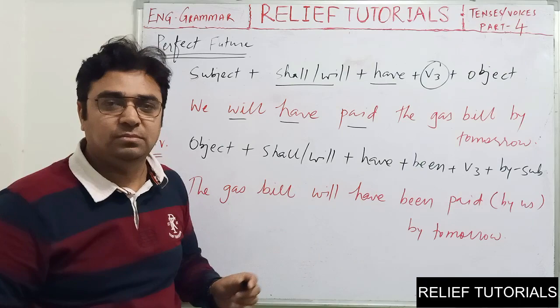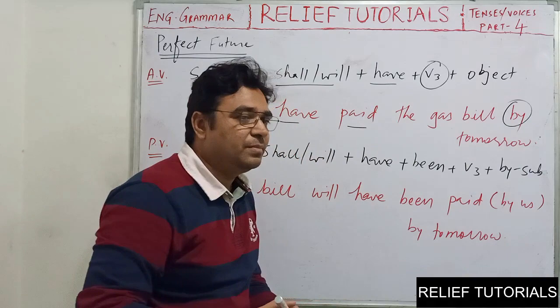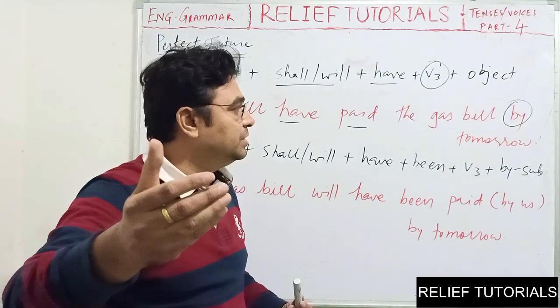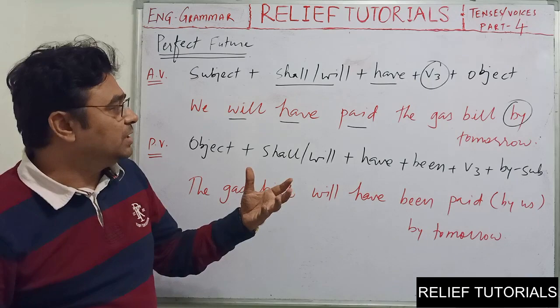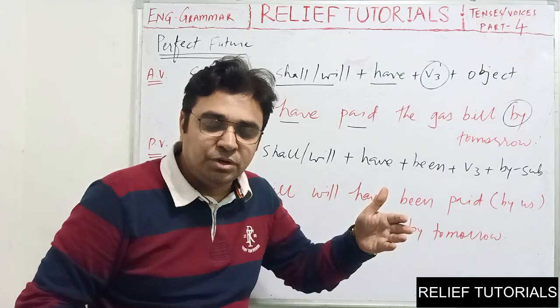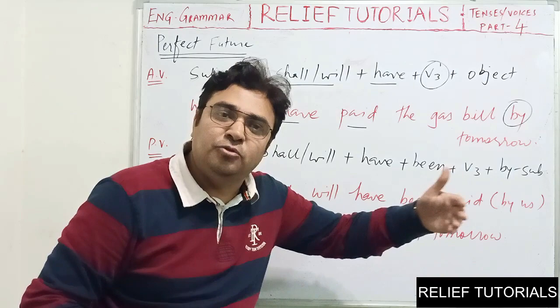This by is not the by that shows the action is done by somebody. This by shows the range of the time. So it's a different usage of the preposition. Iska pura matlab hoga ki humne kal tak gas ka bill bhar diya hoga. So the action is assumed to be performed by a certain time in the future. This is the usage of perfect future tense.